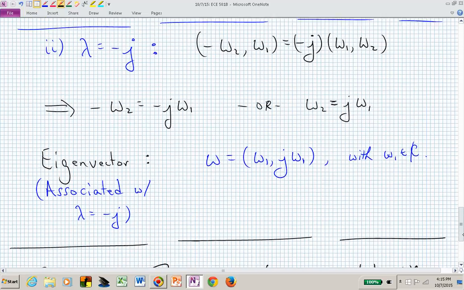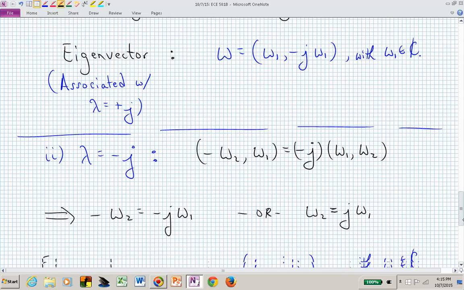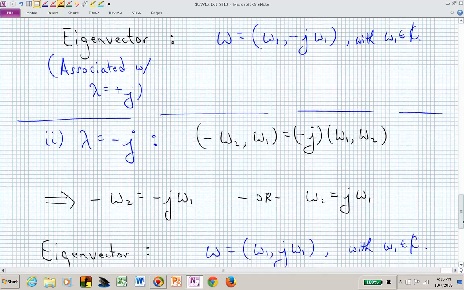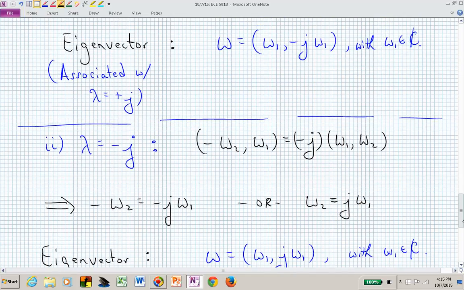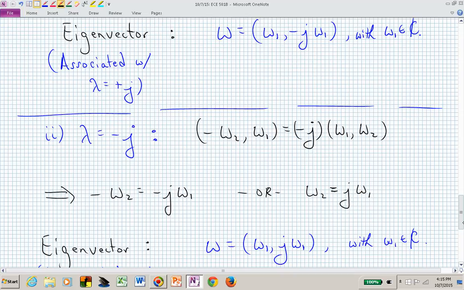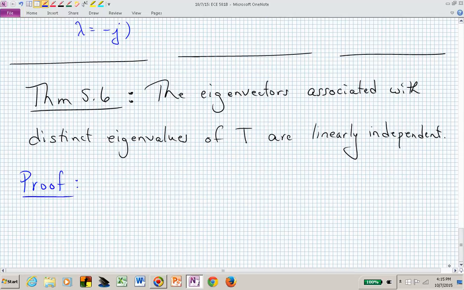And we should see that this w is linearly independent from that w. The second coordinate is the negative of the second coordinate in the second one. So those are linearly independent vectors. That is an example of the application of this theorem, theorem 5.6. Let's see if we can show or prove that, in fact, the eigenvectors associated with distinct eigenvalues of a linear map are indeed linearly independent.